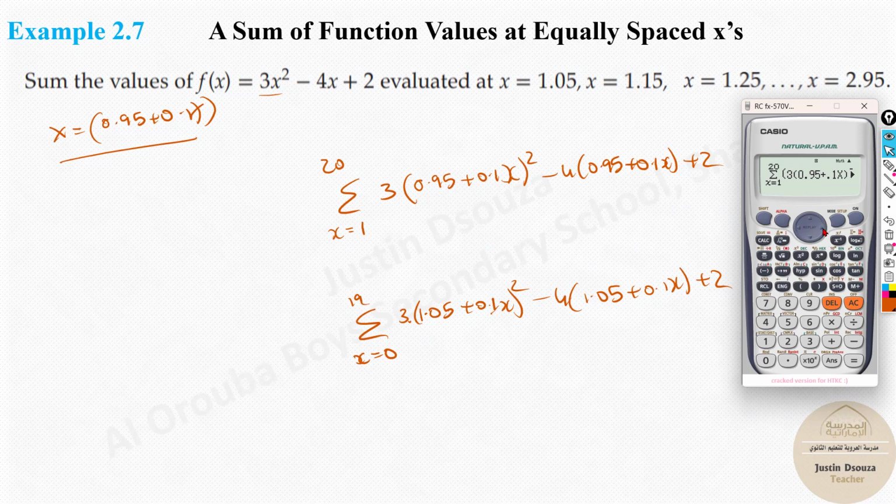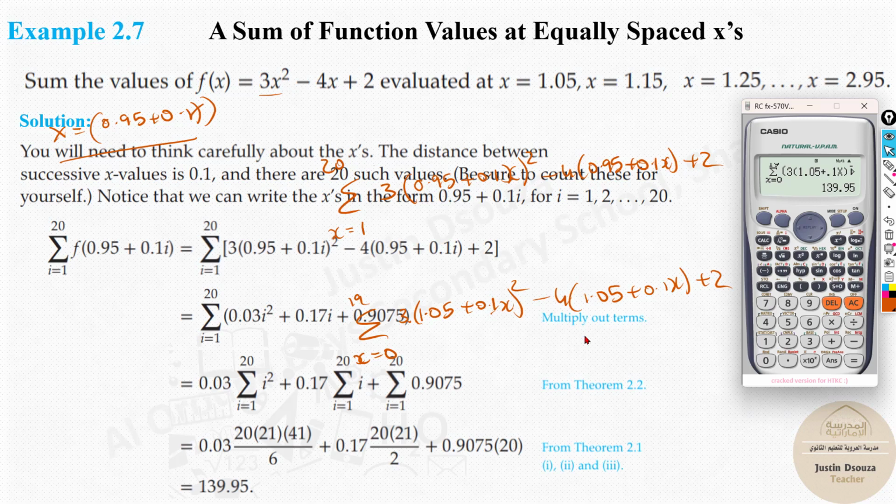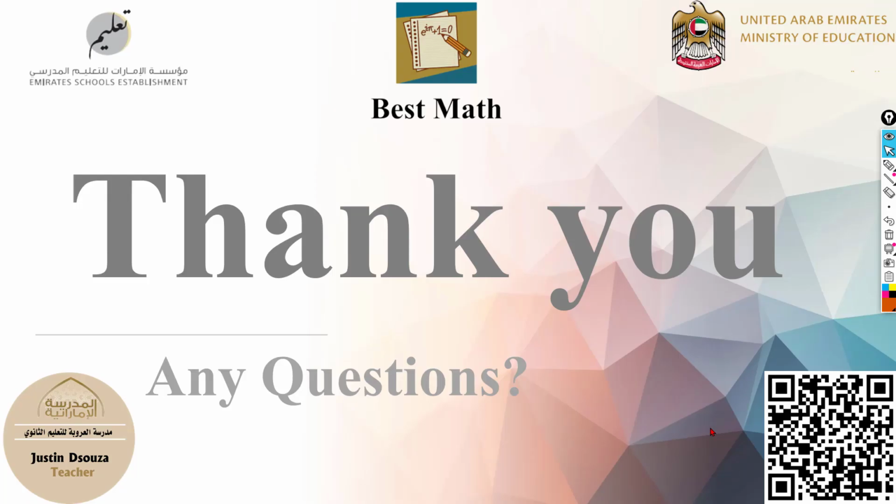All you need to do is change over here a little bit. It'll be from 1.05. And then it goes on 0.1x squared minus, this also again changes, 1.05. And then the last part remains the same. Here what happens is you need to put 0, and here it'll be 20 minus 1, that's 19. And yes, we got the same answer, 139.95. So the final answer is yes, you can see it's 139.95. And that is the end of it.